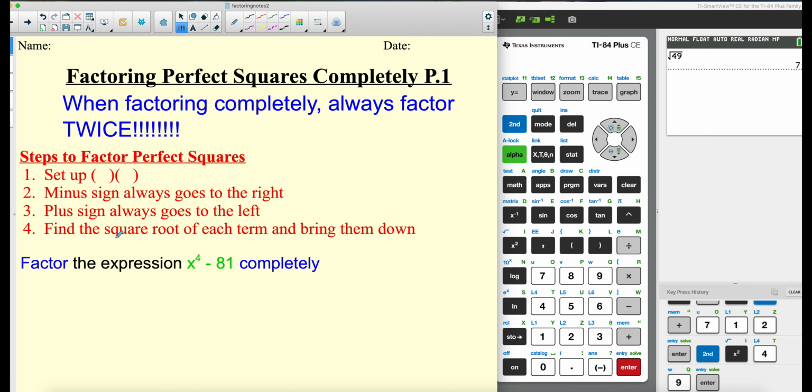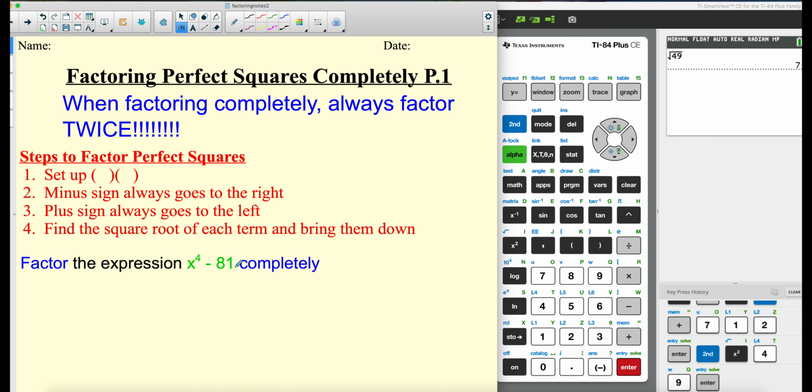Now the good thing about factoring completely, and what I love about it for the Regents, is guys, the Regents will always literally tell you to factor completely. You're never going to have to guess if you have to do that. It will always say it. How many words is factoring completely? Factor completely. It's 2 words. That means you factor twice always. Simple.